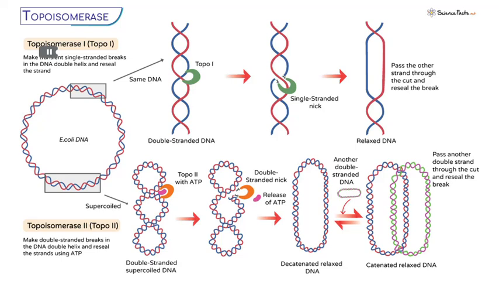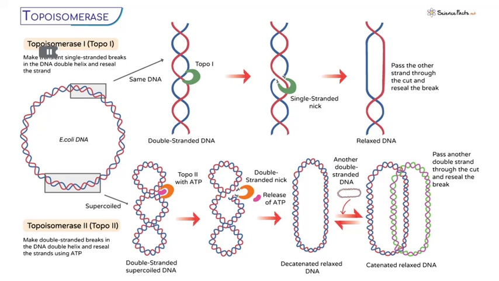Which type of topoisomerase can deal with positive supercoiling and why? Topoisomerase 1 is primarily responsible for dealing with positive supercoiling. It does this by making a temporary single-strand cut in the DNA helix, which allows the DNA to unwind and release the tension created by positive supercoiling.